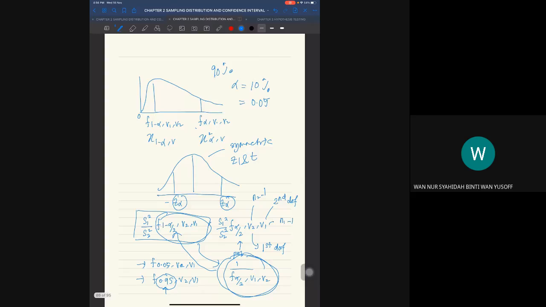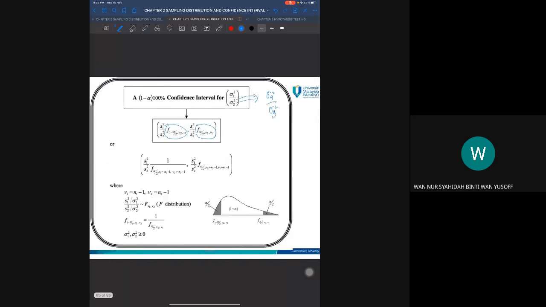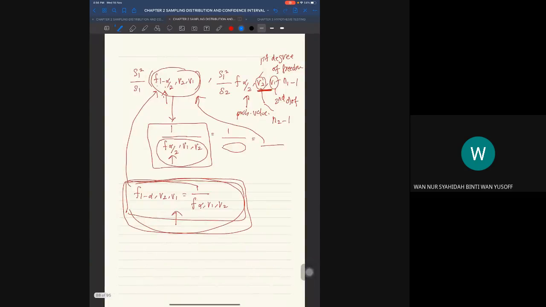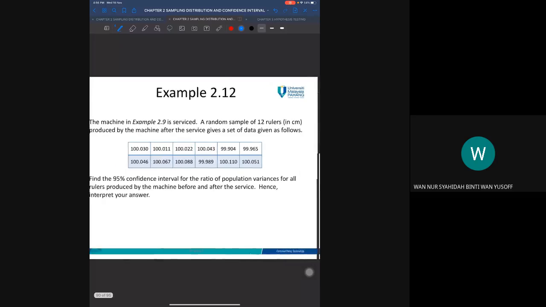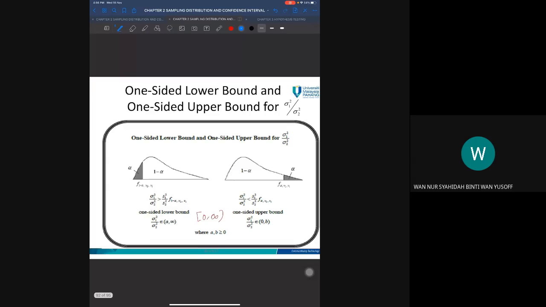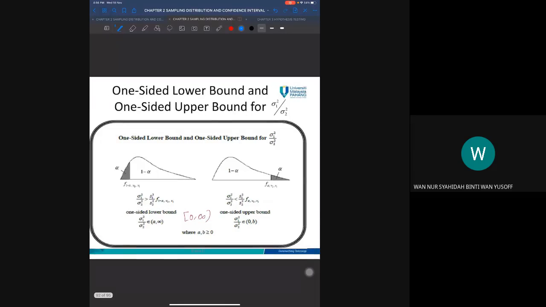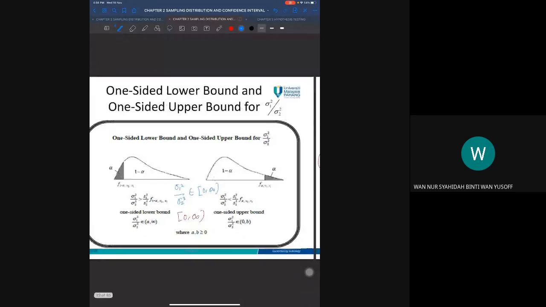Okay, we go back to our exercise. The idea of the one-sided interval is similar. Because it is still variability, it is still variance, the ratio here must be from 0 to infinity only.